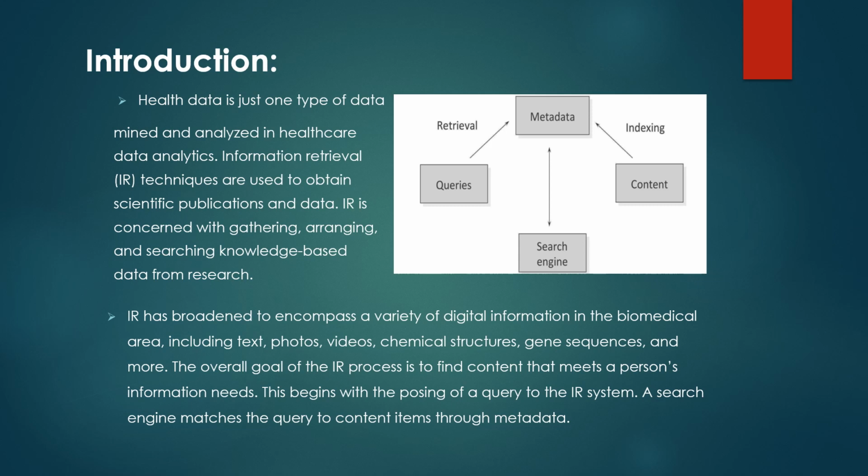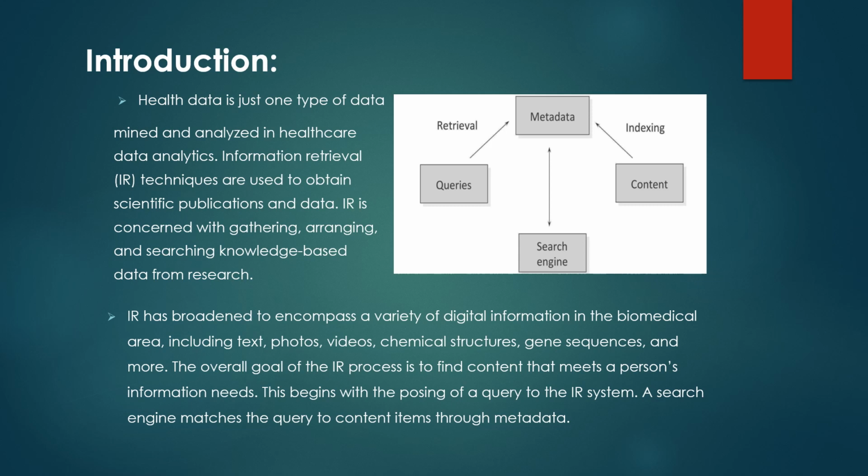The main goal of information retrieval is to help people find the information they are looking for. It all begins when someone asks a question or makes a request to the information retrieval system. In this image that has been illustrated, there is something called a search engine, which is a tool that helps match the question to the right information using labels, which we call metadata.